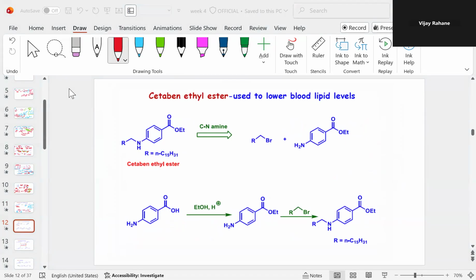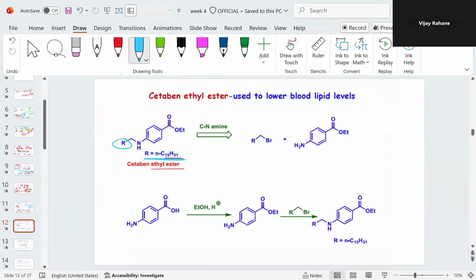The next retrosynthesis is the ethyl ester synthesis. This is one of the APIs used to lower the blood lipid level. This ethyl ester has R equal to C15H31, basically the alkyl chain like this. We just label it as R for now because we are not going to worry much about this R group.